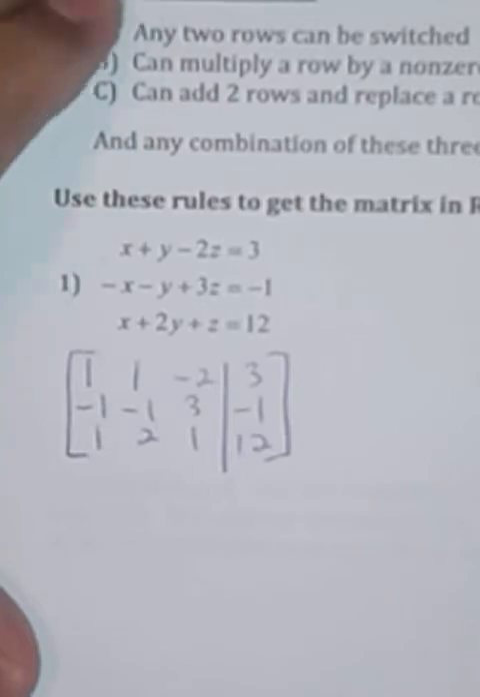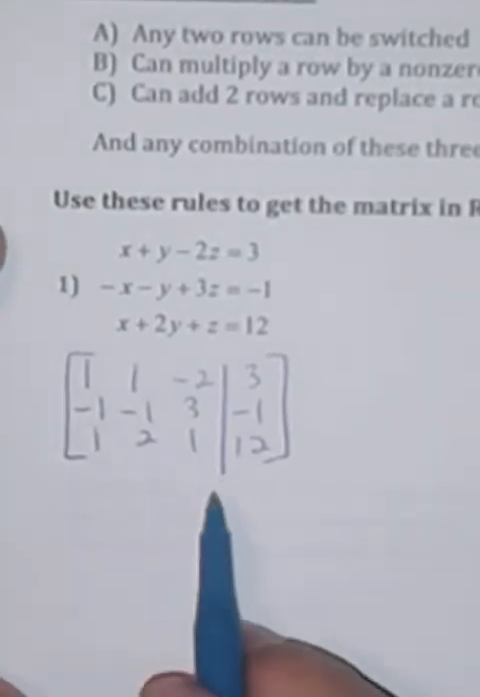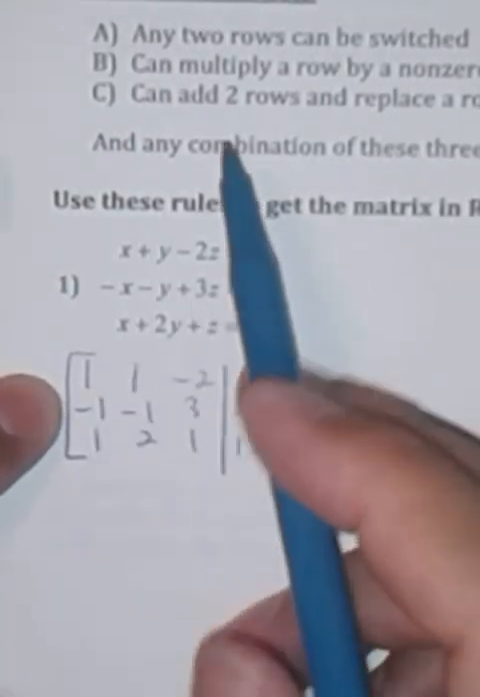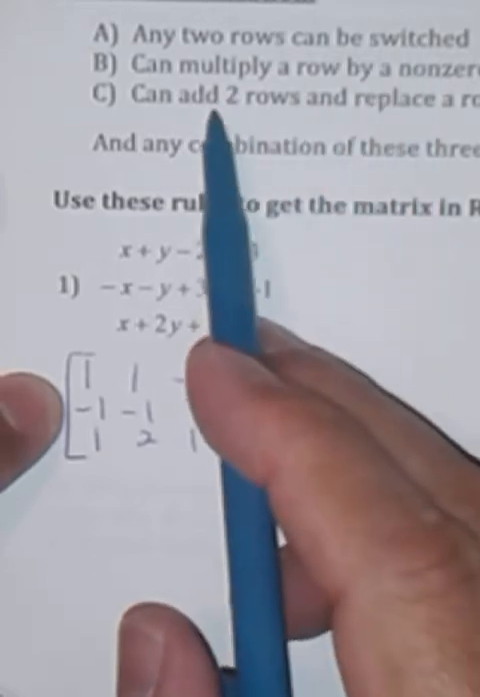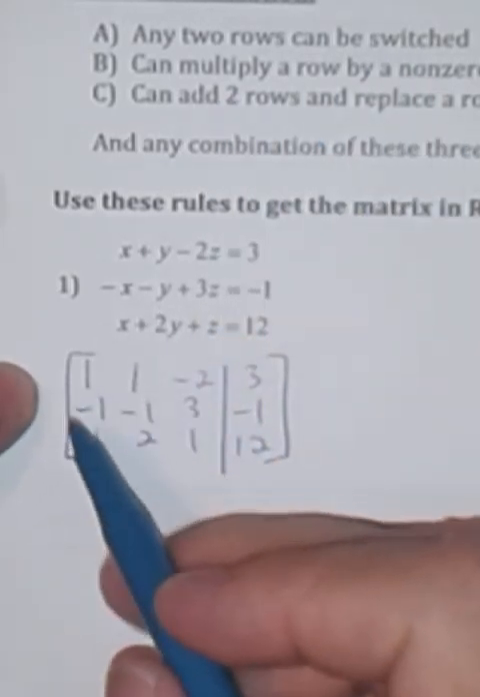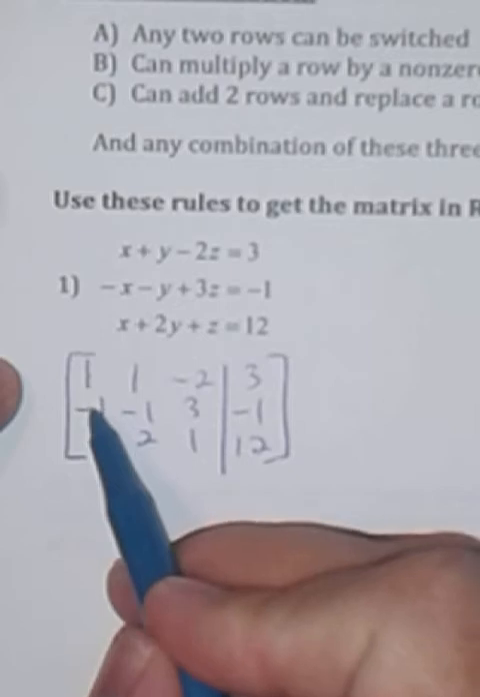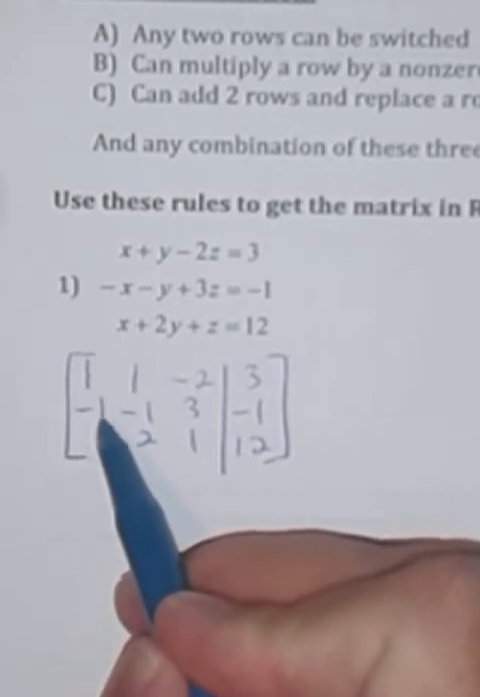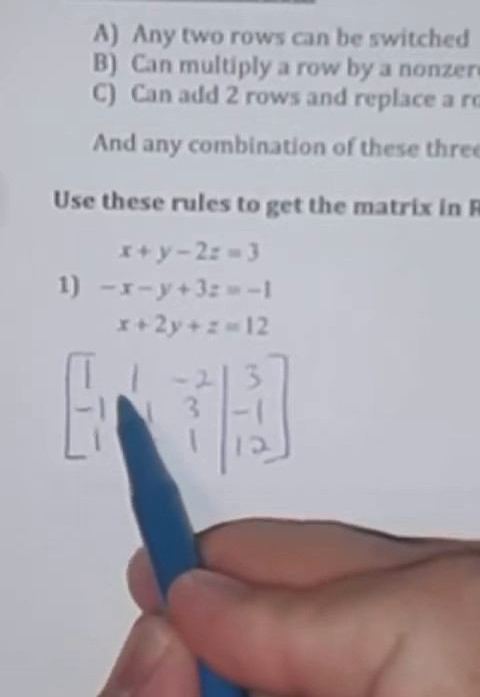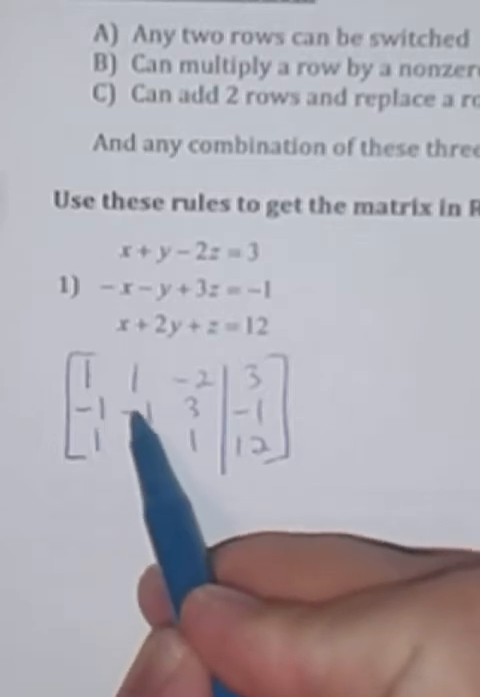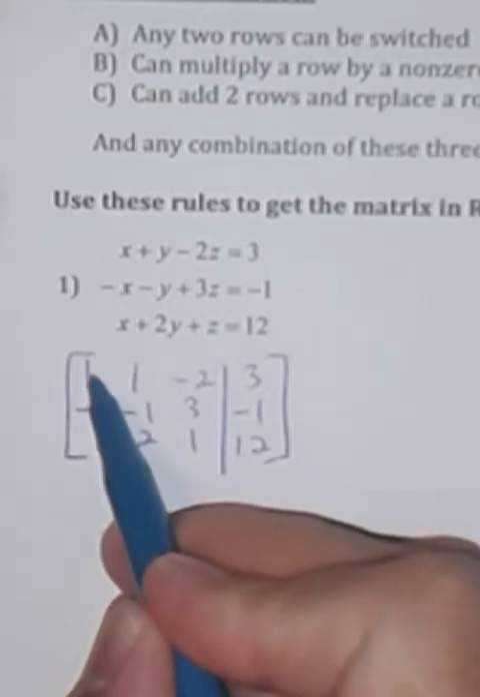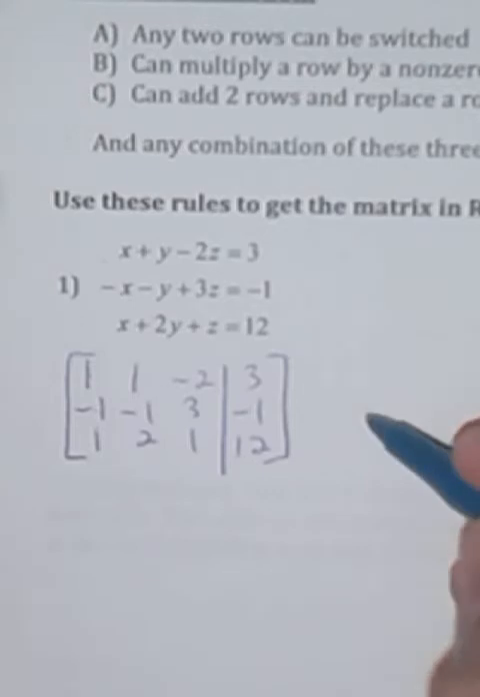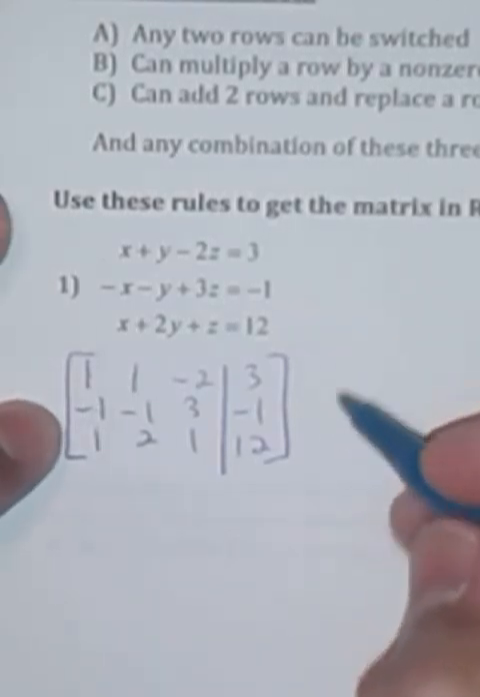Okay, and so here's my thinking process. Notice we can add two rows and replace a row with the result. So if I add row 1 and row 2, this will be a 0. Remember row echelon, I wanted zeros down here at the corner, right? If I add row 1 plus row 2, this will be a 0. Okay, so I'm going to do that first.